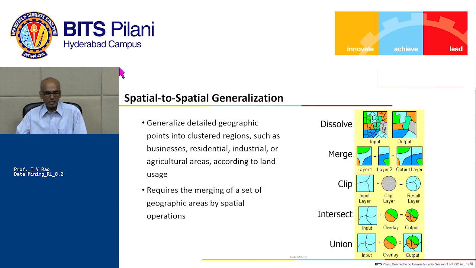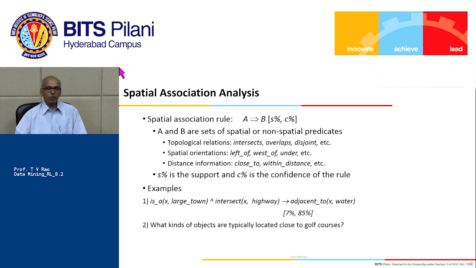And when we try to express the spatial data using association mining, then we may get an association rule of this kind, for example, where A implies B with the support and the confidence. So it will somewhat come like this. For example, if X represents a large town and intersects a highway, it is likely that there is a water source next to it.